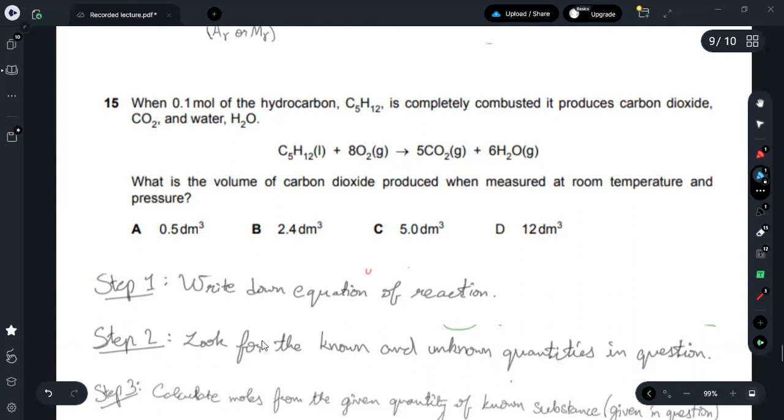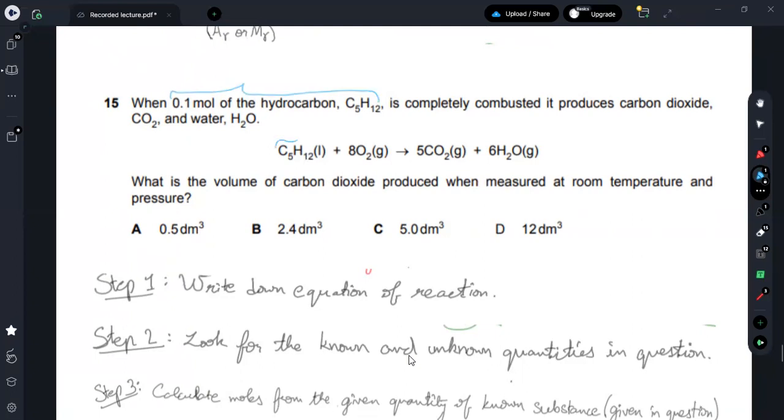Step two is look for the known and unknown quantities in the question. So what is known? We know 0.1 mole of the hydrocarbon C5H12, which is over here in the reactant. So this is the known thing. And what is unknown, which we have to find out, is the volume of the carbon dioxide. Over here, it's one of the products. So this is the unknown, which we have to find out.